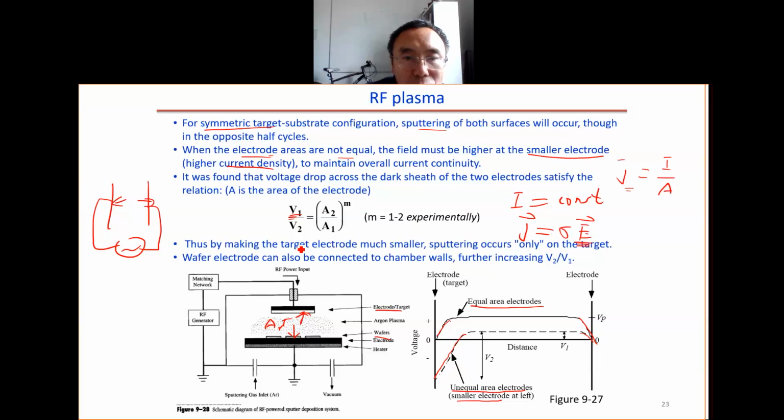So what do we do? We make the target electrode much smaller, and we make the wafer electrode much bigger. The wafer electrode can even be connected to the chamber wall, which further increases the area. When we have a bigger area, we have no bombardment on the wafer surface.